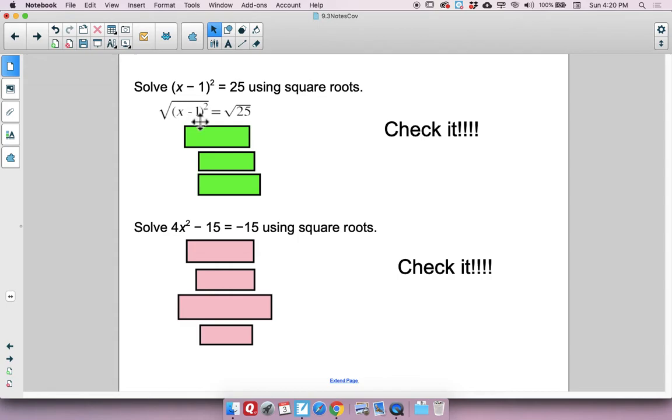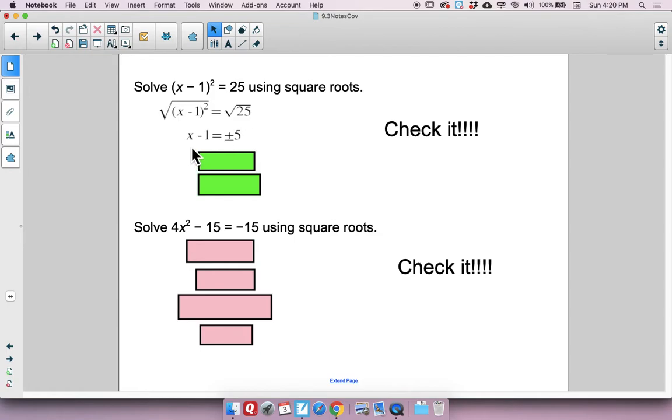Well, what's the square root of something squared? It's just going to be x minus 1. And what's the square root of 25? Plus or minus 5, right? Okay. And this is where we get to play. I think we played this earlier this year. It's back. The cover-up game. Oh, yeah. Here we go.